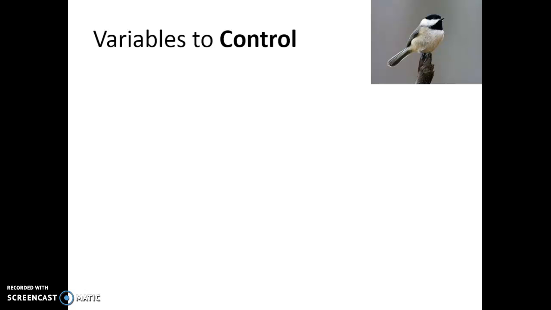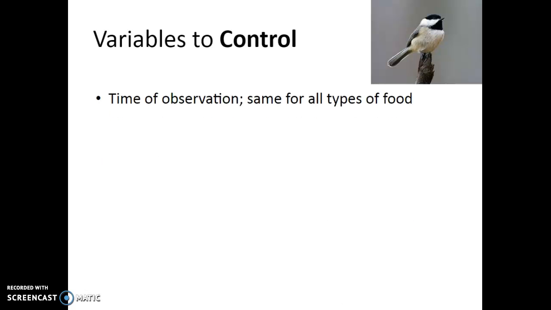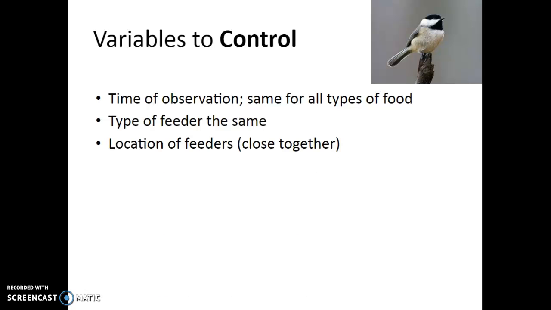All right, when you are designing an experiment, you change one variable to see if it has an effect on another. You have to try to control for other variables. Keep those constant so that you can rule them out as possible impacts on the thing you're measuring. So for example, I would want to have the time of observation be the same for all the types of food. I would want to keep the type of feeder that I use to hold the food the same. Where those feeders are located is going to be important. They need to have a similar type of location, so close to one another.